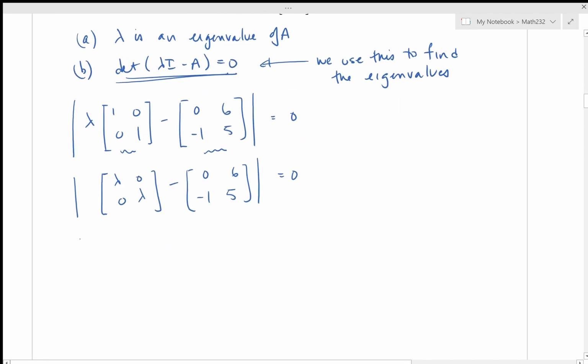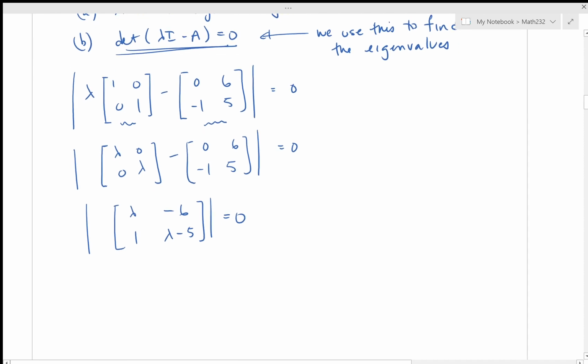Okay, keep going here. That means I'm going to be taking the determinant. Lambda minus 0 is lambda. 0 minus 6 is minus 6. 0 minus minus 1 is 1. And lambda minus 5 is the last entry here. So this is subtracting two matrices, and then I'm going to take the determinant. That is ad minus bc, which is lambda times lambda minus 5 plus 6, and I'm going to set that equal to 0.